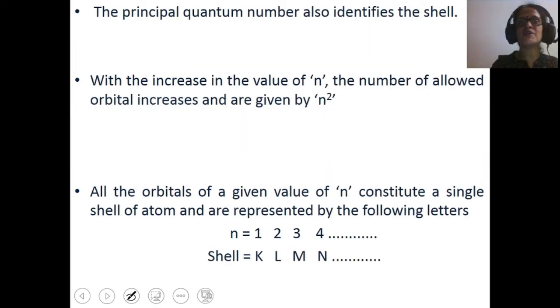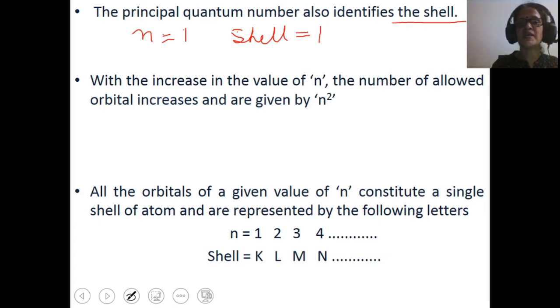Then the principal quantum number also identifies the shell. If n is equal to 1, it means shell number is 1. So n equal to 1 represents the first shell. n equal to 2 represents the second shell. n equal to 3 represents the third shell and so on.